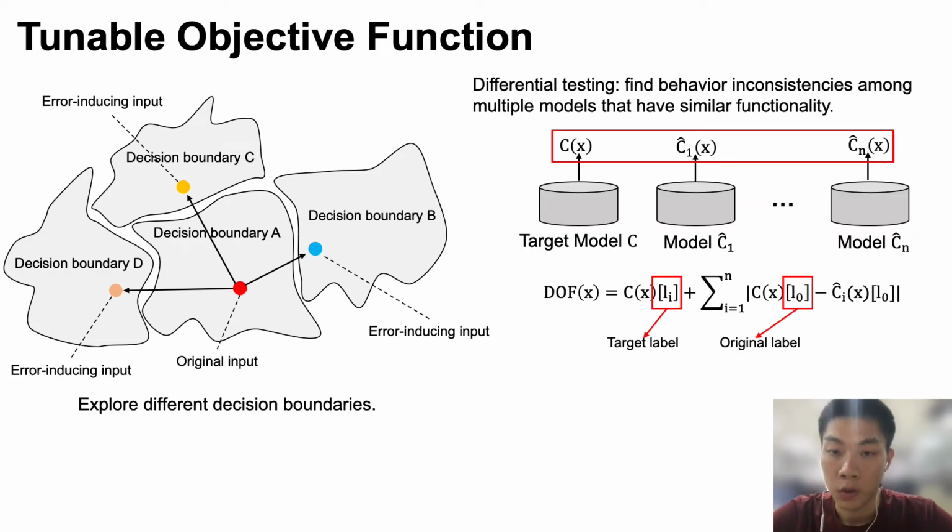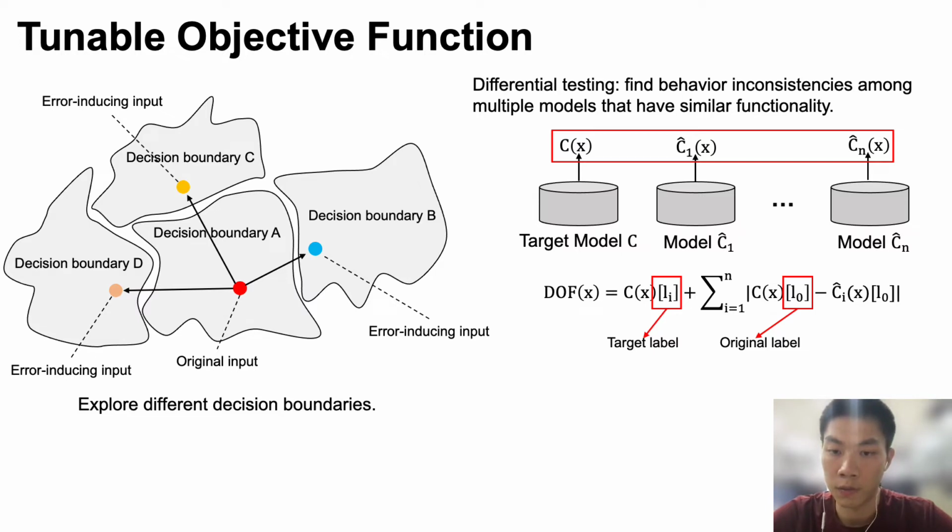We propose tunable objective functions for differential testing and single model testing. For differential testing, we aim to find erroneous inputs which trigger behavior inconsistencies among multiple models. These models have similar functionality. For example, given two CNN models C1 and C2 with similar functionality, an erroneous input is found if the C1 prediction is different from the C2 prediction.